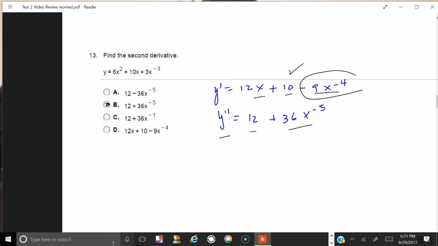Notice that in this case, they decided not to write that as 36 over x to the 5th, which is fine. By the way, your calculator or computer can take either term.